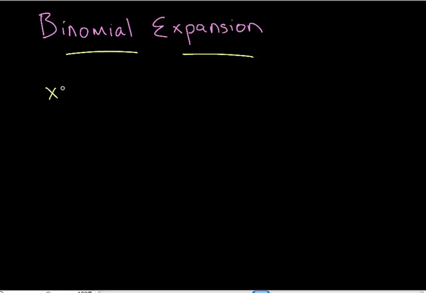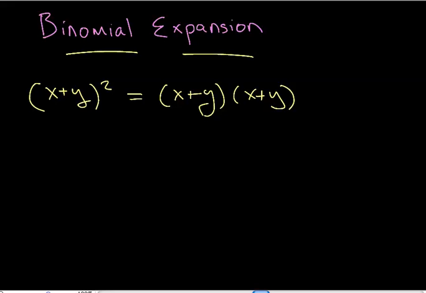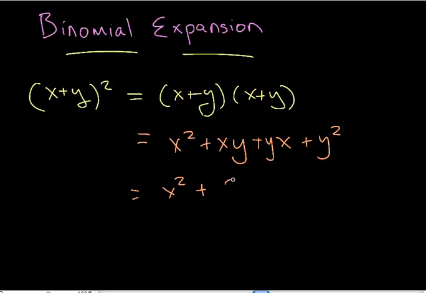Well, if I have something like x plus y and I square it, you probably know that that becomes x plus y times x plus y, right? And what does that become? That becomes x squared plus xy plus yx plus y squared, or x squared plus 2xy plus y squared. Okay? Now pay close attention here to the coefficients. That's the number that comes in front of the variables here. You have a 1, 2, and a 1 here.